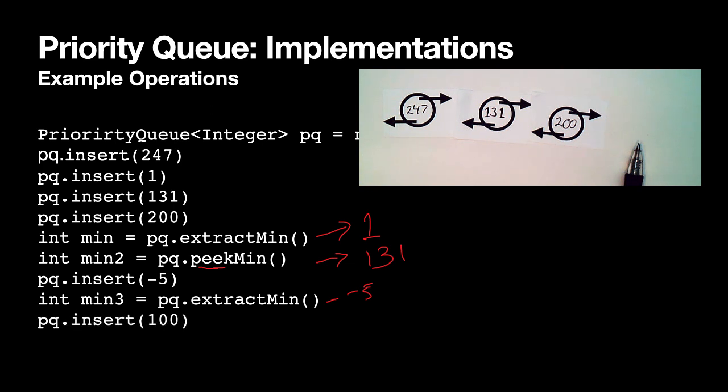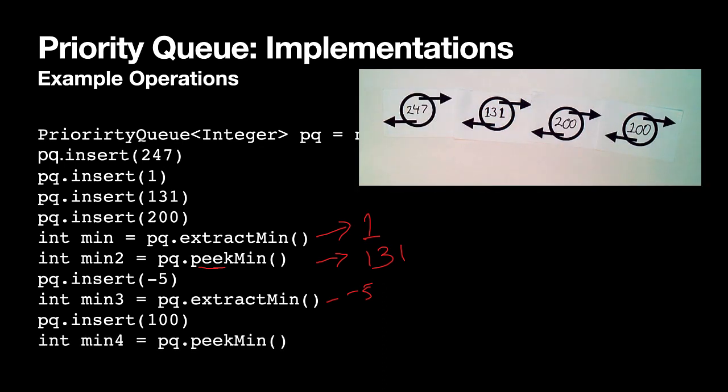One more operation, let's insert 100. That will merely tack 100 onto the end of our list. And one more peek min, we'll iterate through our list, trying to find our best overall value. And once the best overall value has been found, it will return, but not extract, not remove that value.